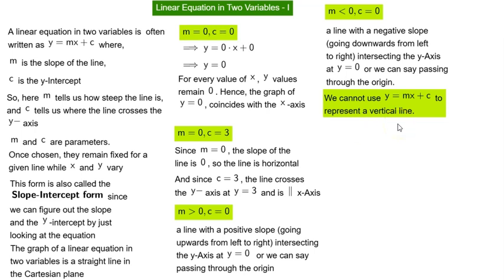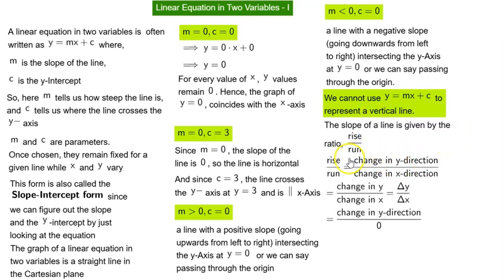Now remember, we cannot use y is equal to mx plus c, that is the slope-intercept form, to represent a vertical line. Why? The slope of a line is given by the ratio rise by run, where rise is the change in y direction, so up or down, whereas run is the change in x direction, that is left or right. Usually we represent change in y or change in x using delta notation. So this can be written as delta y by delta x.